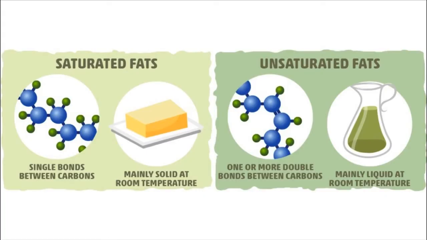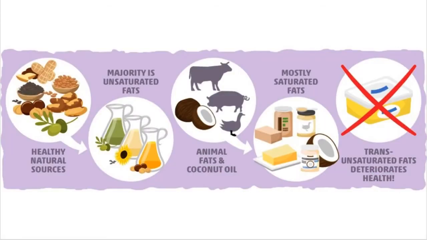So to simplify things, we split fats into saturated and unsaturated fats. The reason for the difference is to do with the chemistry of the lipids. One way to identify them is that saturated fats are solid at room temperature and unsaturated fats are liquid at room temperature. Another general rule to follow is that plant-based sources are unsaturated fats and animal and coconut sources of fats tend to be saturated.